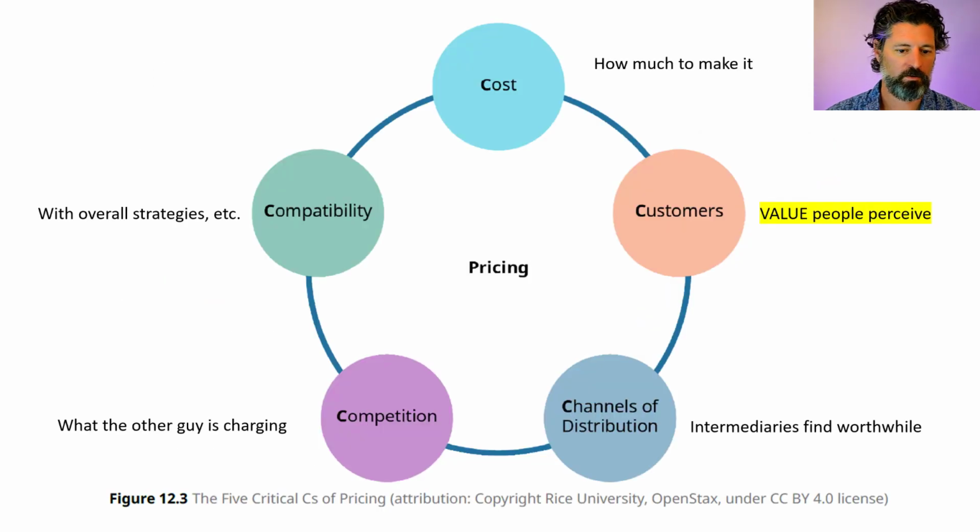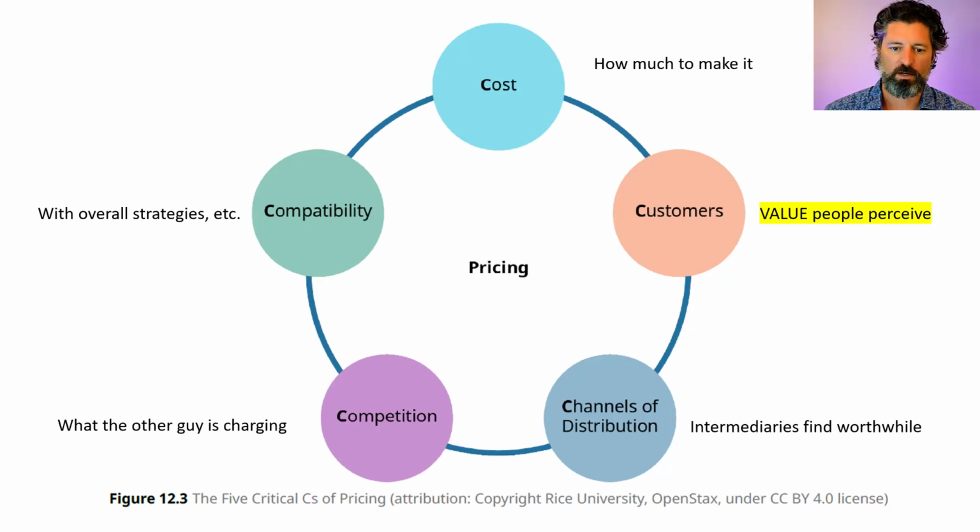The book has a slightly different framework. It does include cost, the idea of the value people would be willing to pay, and competition, but it also has a few other things. So compatibility would essentially be a positioning argument. Is our price consistent with our overall positioning strategy? Do we have a thing that looks like a luxury product on all other dimensions that's strangely low priced, or vice versa?